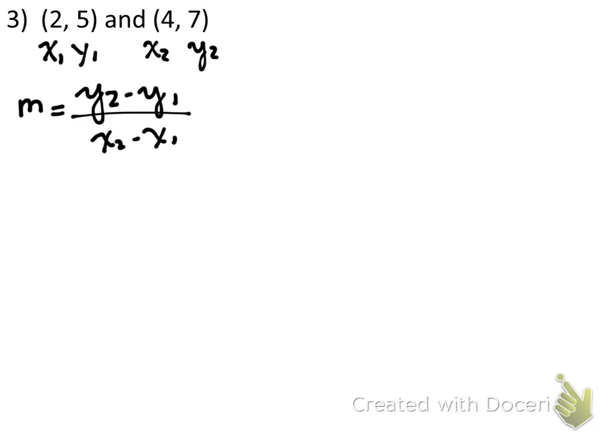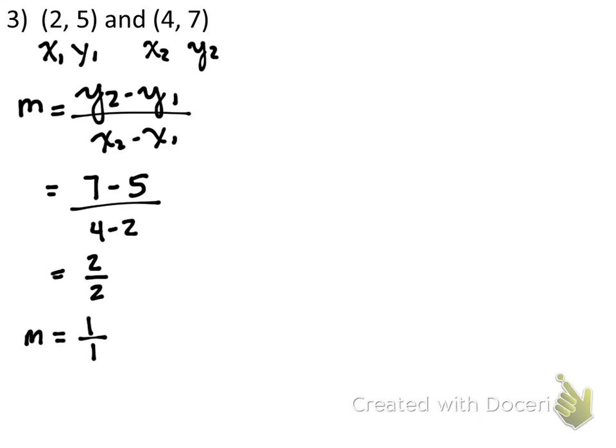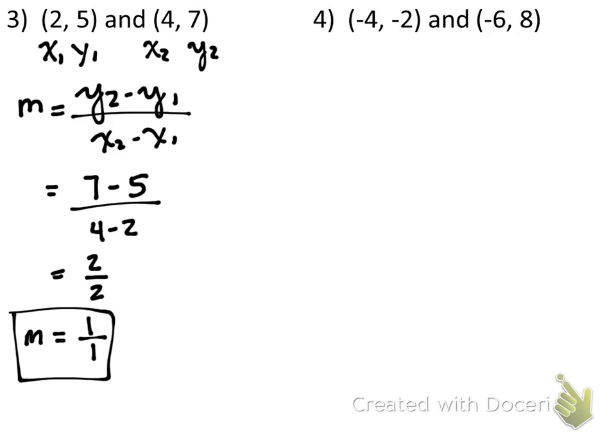On this example, inputting our numbers in, substituting, we got 7 minus 5 over 4 minus 2 is equal to 2 over 2, which most of you had. 2 over 2 is like saying 2 divided by 2, which is 1, but we want our answer to be a fraction, so it's going to be 1 over 1. Your answer, m, is equal to 1 over 1. Number 4 on your whiteboards. Ready, set, go.